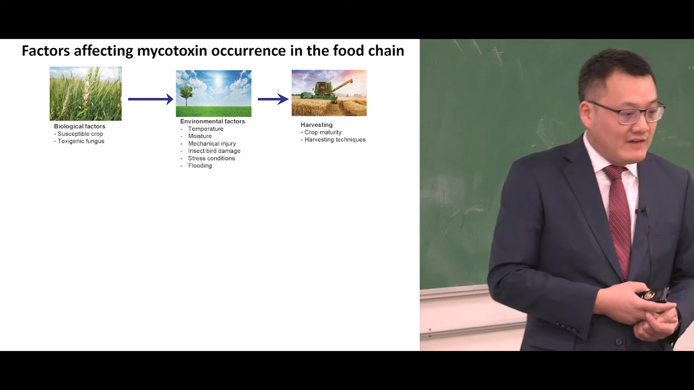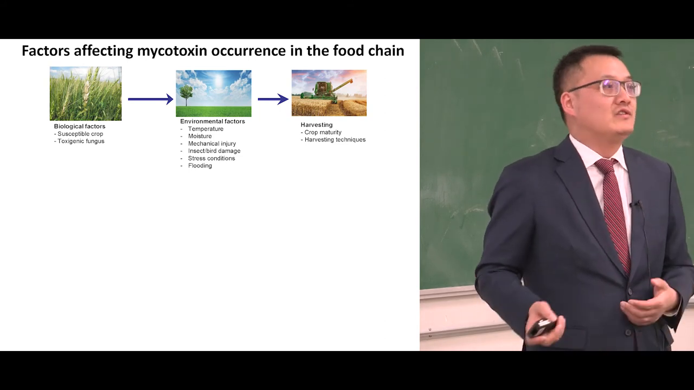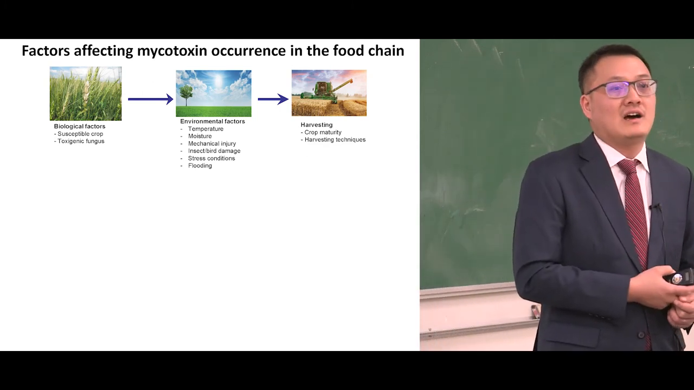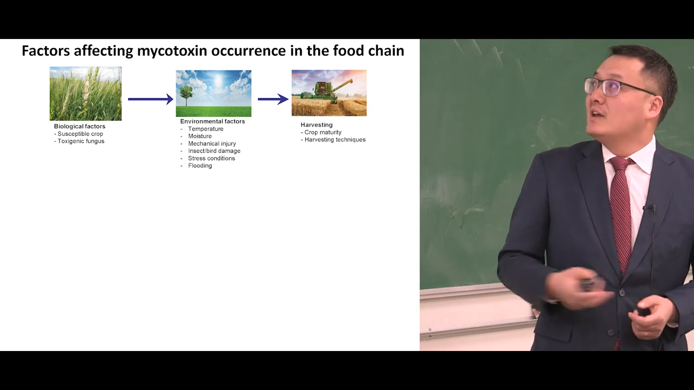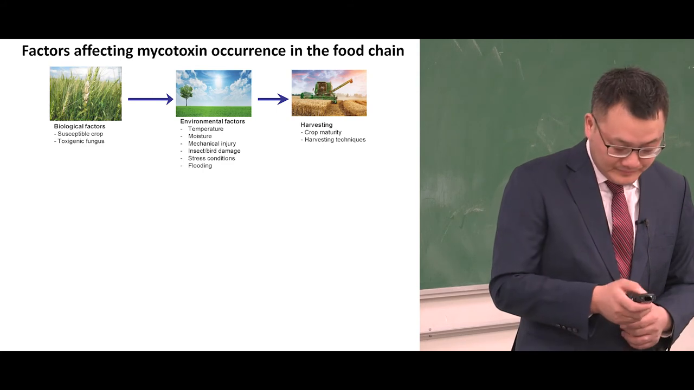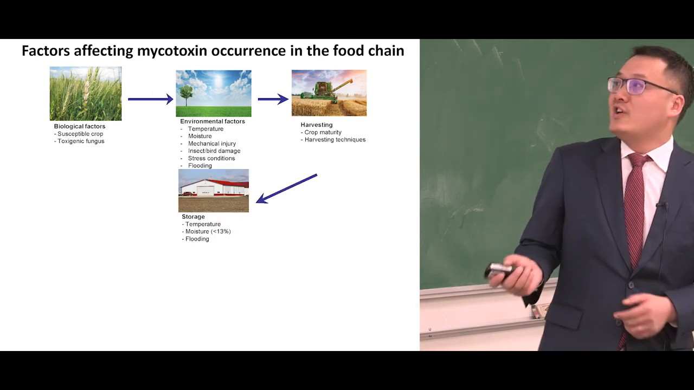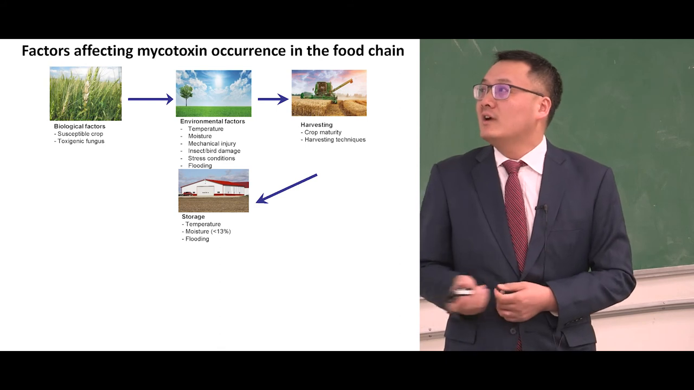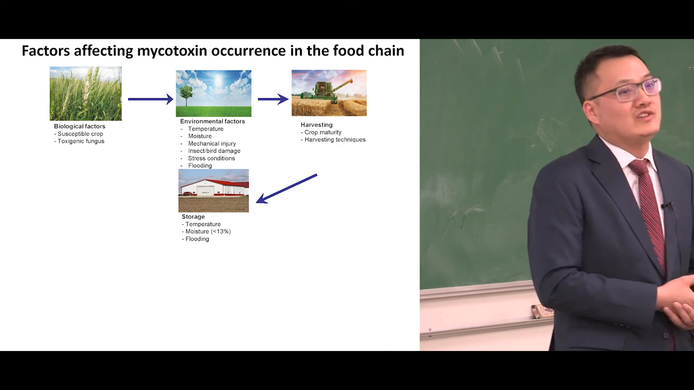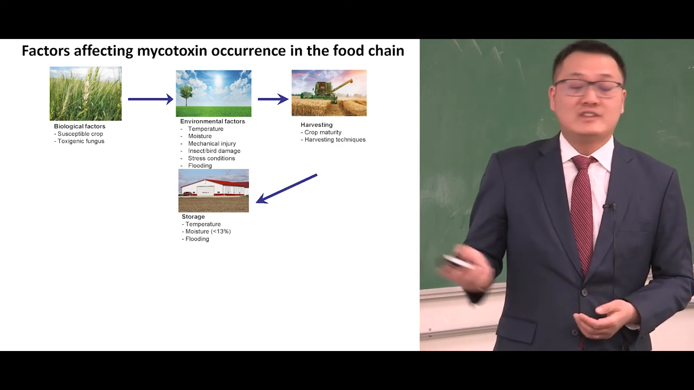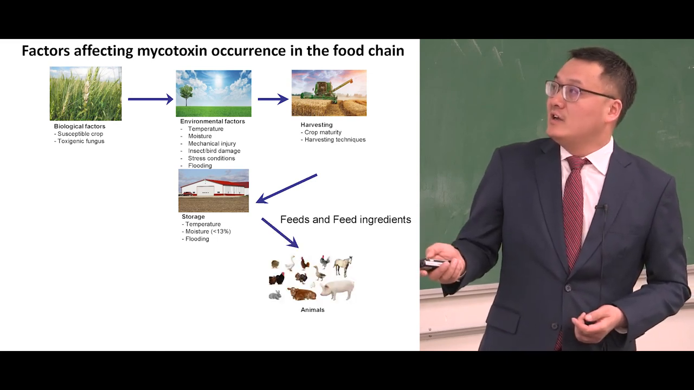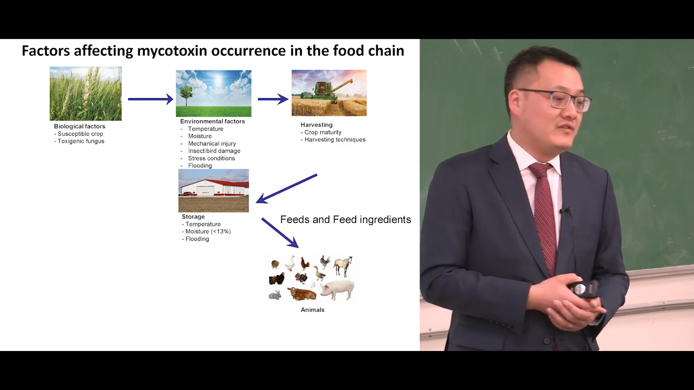And also there are harvesting factors, for example, crop maturity. You don't want the whole crop sitting in the field at complete maturity for a long time. And also harvest technology may affect mycotoxin occurrence. And then during storage as well, temperature and moisture matter. If the moisture content is kept below a certain percentage, it can reduce mycotoxin production during storage. And then the grain can be used as feed and feed ingredients, right?